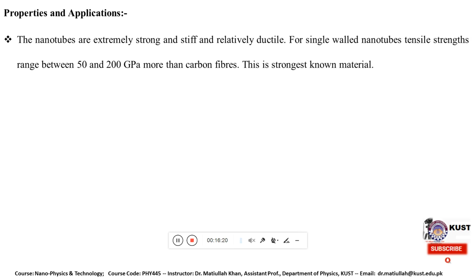So what happens if we consider these carbon nanotubes? It's a very interesting property, because at the same time it is strong and stiff and relatively ductile. For single wall nanotubes, tensile strength ranges between 50 to 200 gigapascal, which is more than carbon fibers. So this is the strongest known material.